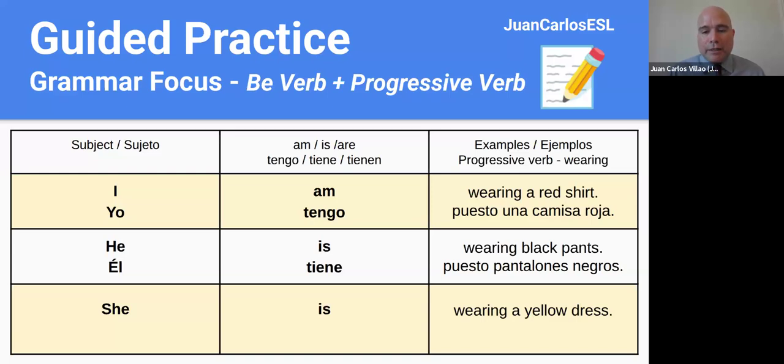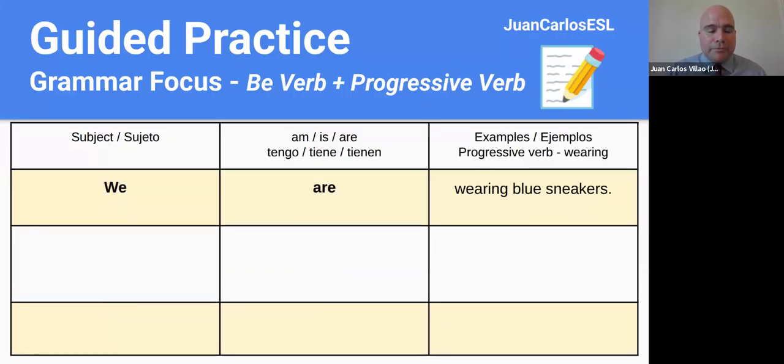She is wearing a yellow dress. Ella tiene puesto un vestido amarillo, o ella se está poniendo un vestido amarillo. So there's more than one translation to this sentence in English. I'm only using one on the presentation, but you can hear me read out loud the translation. Ella se está poniendo un vestido amarillo, o ella tiene puesto un vestido amarillo.